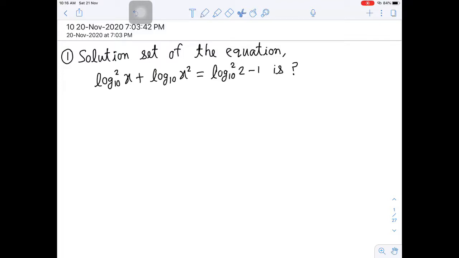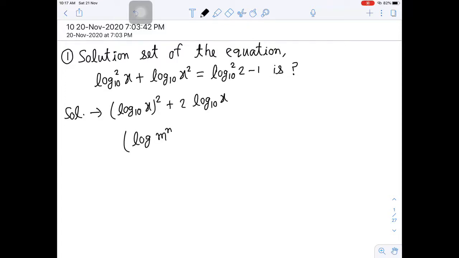So, first question is: the solution set of the equation (log x)² + log x² + (log 2)² − 1 equals to. In this question, we can write the first term as (log x base 10)². Second term log x², we can write as 2 log x, because we know there is a formula: log m to the power n, where base is suppose a, would be nothing but n log m.